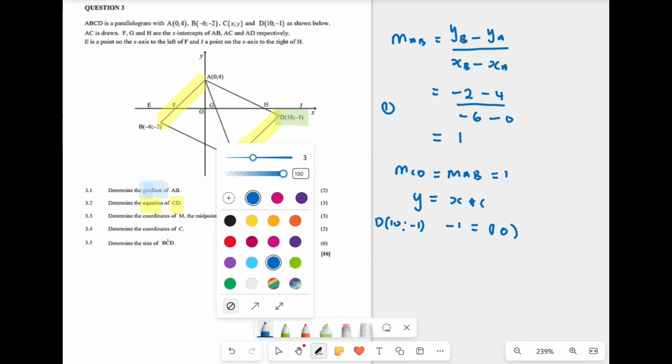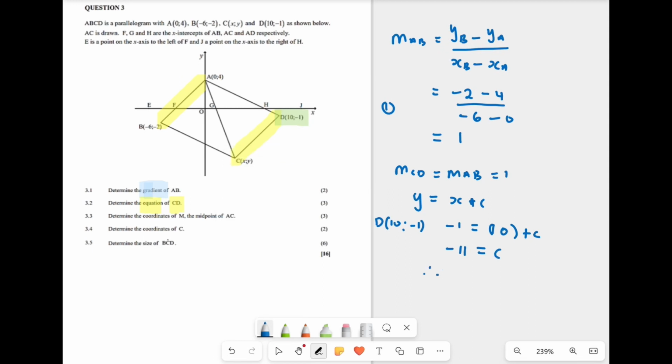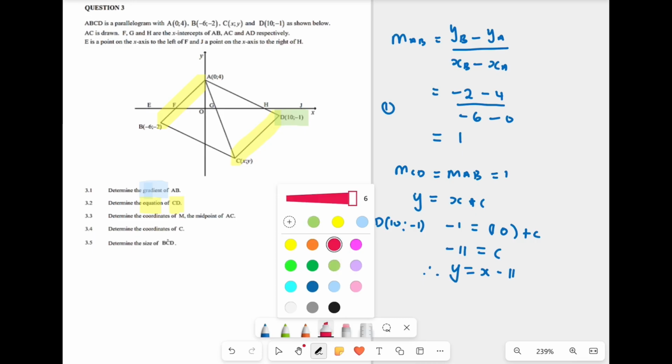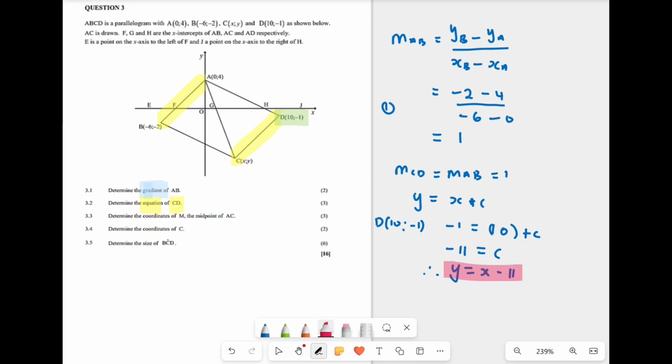We need to substitute 10 and then plus C. We transpose 10. So we are going to have -1 minus 10, which will be -11 is equal to C. So therefore, the equation here will be Y is equal to X minus 11. So you get that 3 marks. Okay, so here is our equation of CD.